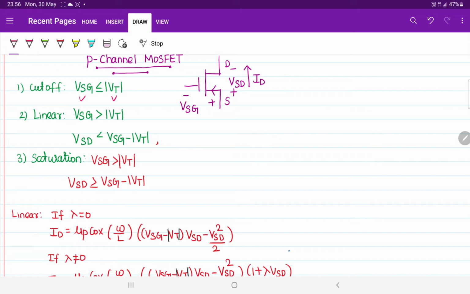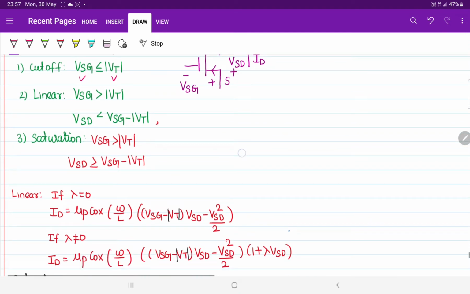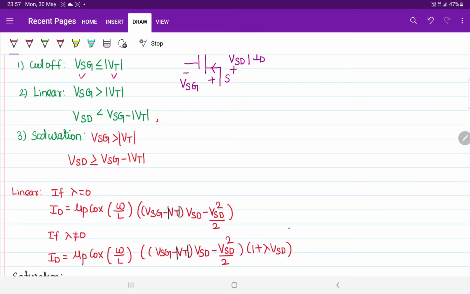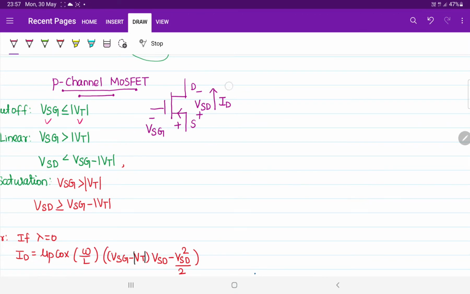Similarly, you can observe the linear region. In the linear region, what should the condition be? VSG should be greater than mod Vt, whereas in N channel it is VGS. Similarly, where in N channel it is VDS, here it is VSD. You can repeat the same thing for all the others. Even in the saturation region I have written the same thing: VSG is greater than mod Vt, and VSD is greater than VSG minus mod Vt. Here you can also observe the symbol: the direction of the current gets reversed.